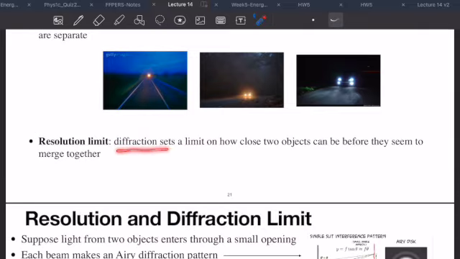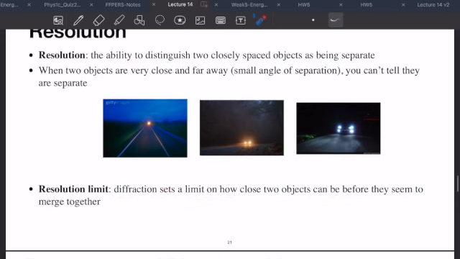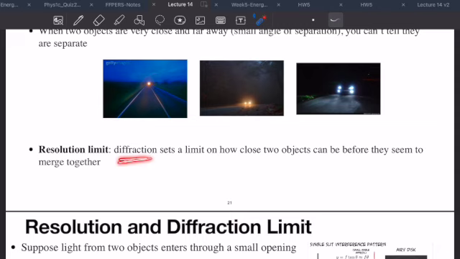And diffraction sets a limit on how close two objects can be before they seem to merge together. This resolution limit doesn't care about how good your vision is, or how good the optics in your microscope are. When you hit the diffraction limit, it's not a limitation of the optics, but a resolution limitation due to geometry and diffraction itself. So let's talk through what that means.